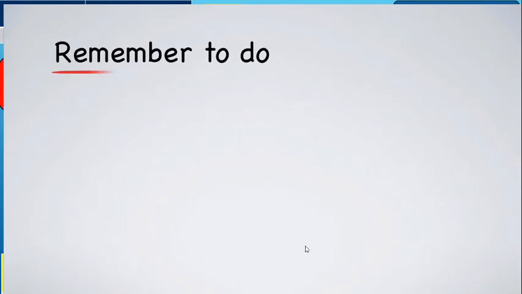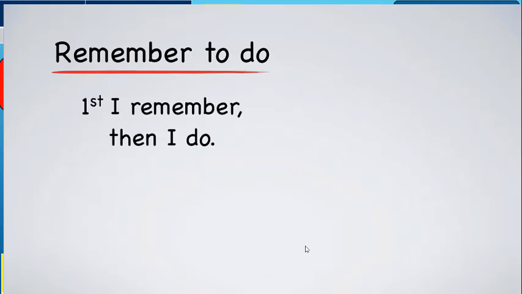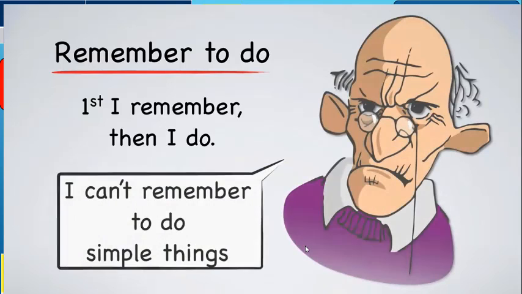Now let's talk about the meaning of remember to do. When remember is followed by the infinitive, the order of events is different. It means first you remember, then you do something. First you remember that something must or had to be done, then you do it or did it. Basically, you remember the task that must be done, then you do it.